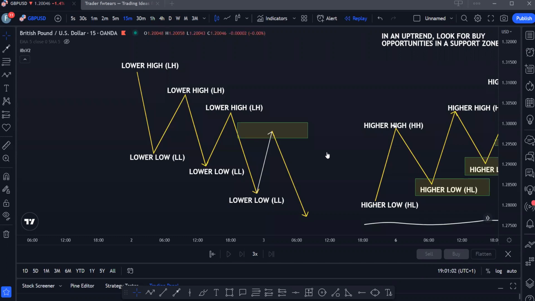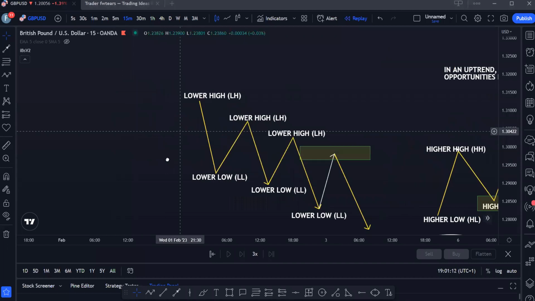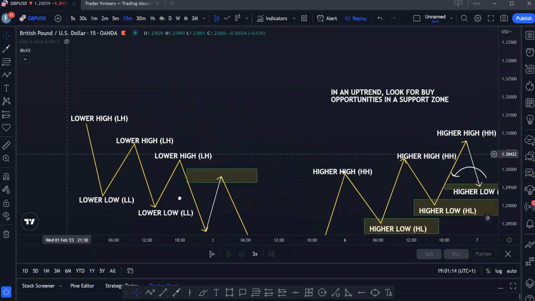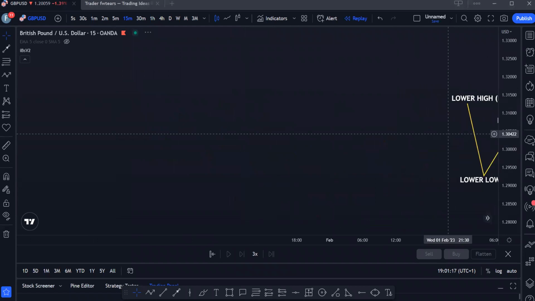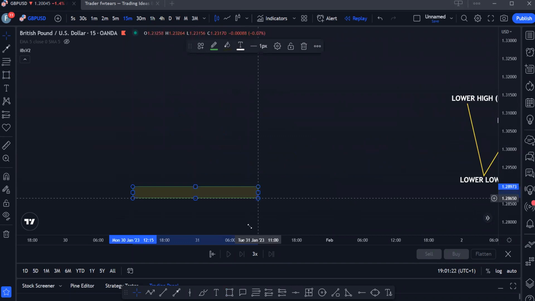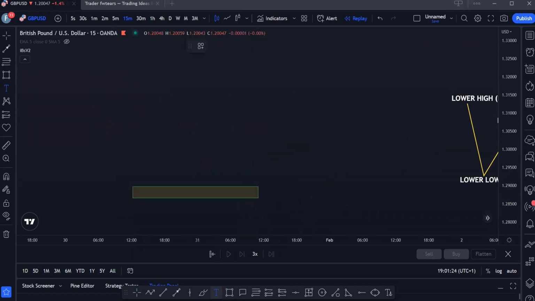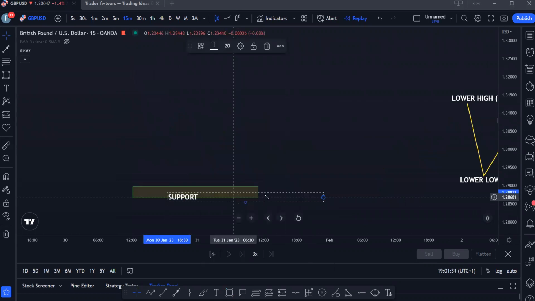Okay, so I'll just say it again because of time. What validates a support and resistance zone? We are looking for two touches. So let's digress a bit and do a bit of a refresher. This is a support.